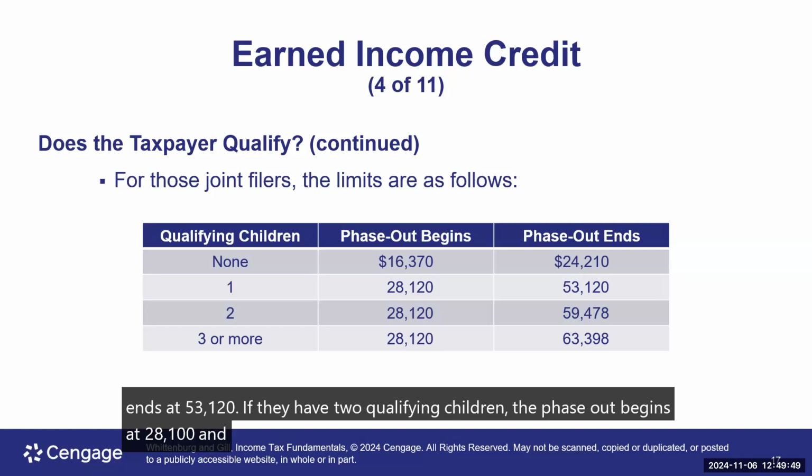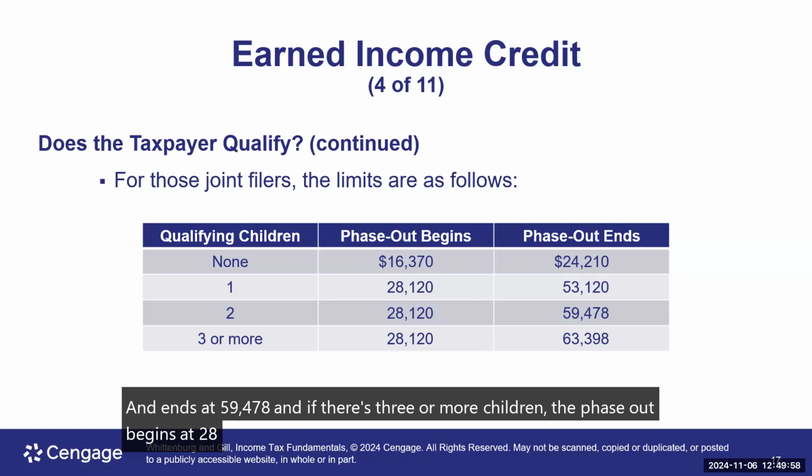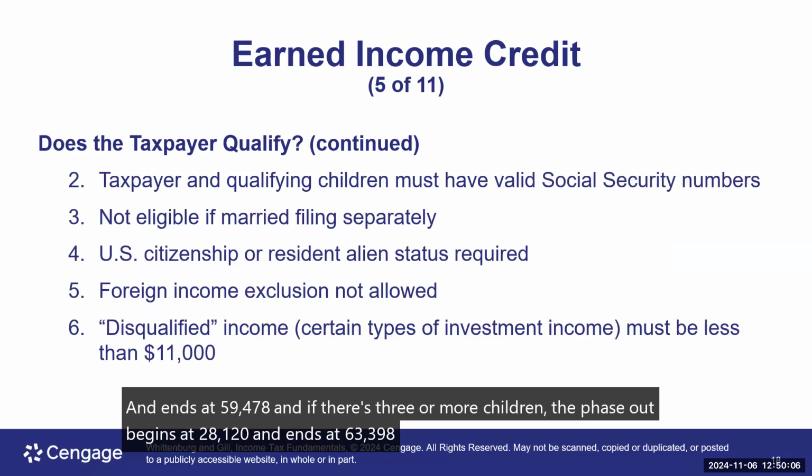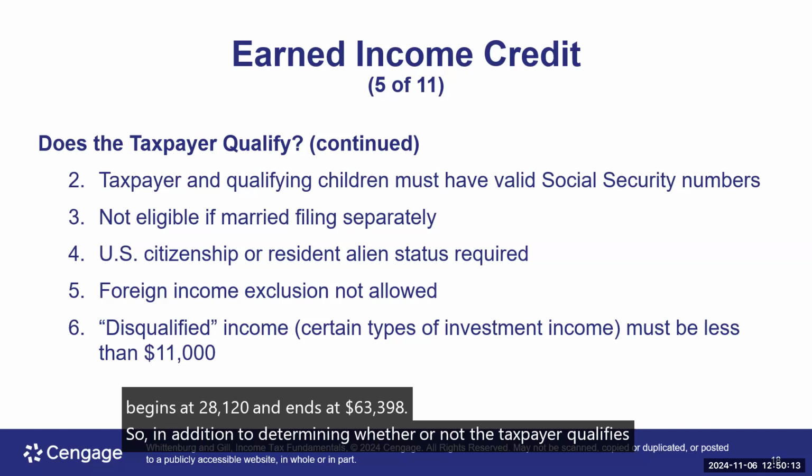If they have 2 qualifying children, the phase out begins at $28,120 and ends at $59,478. And if there's 3 or more children, the phase out begins at $28,120 and ends at $63,398.